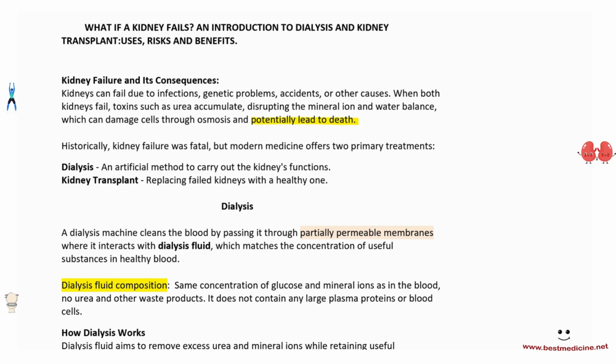Now, historically, kidney failure was fatal, but nowadays, because of modern medicine, we have two primary treatments. One of them is called dialysis. You probably heard of this. Dialysis essentially is just a machine that carries out the kidney's function. So we have a dialyzer that is a machine and that carries out the filtration part of the kidneys by itself. Number two, we have the kidney transplant.